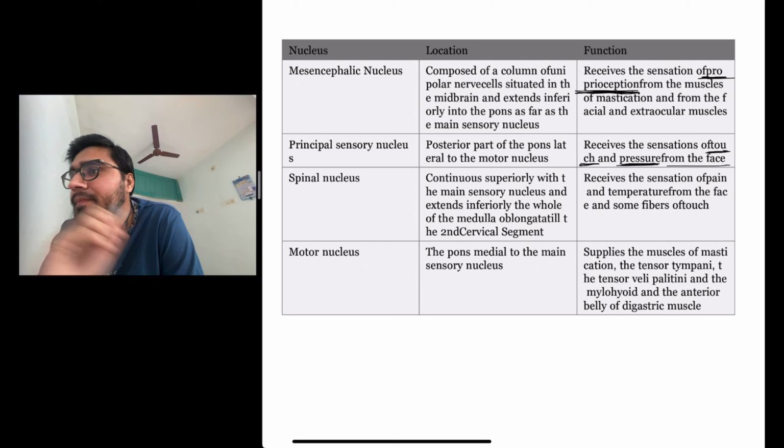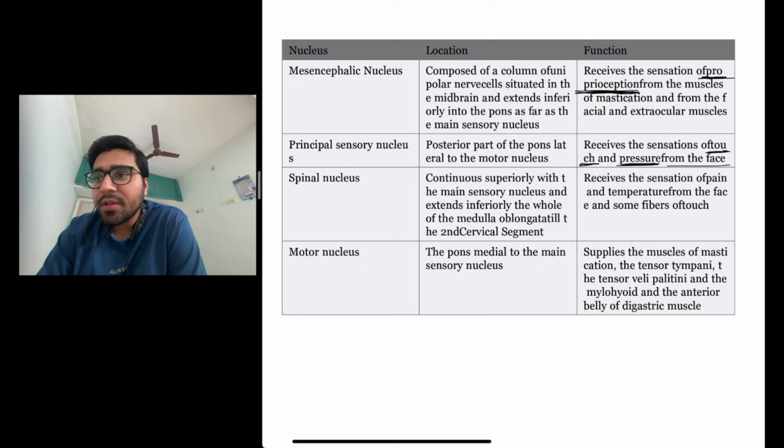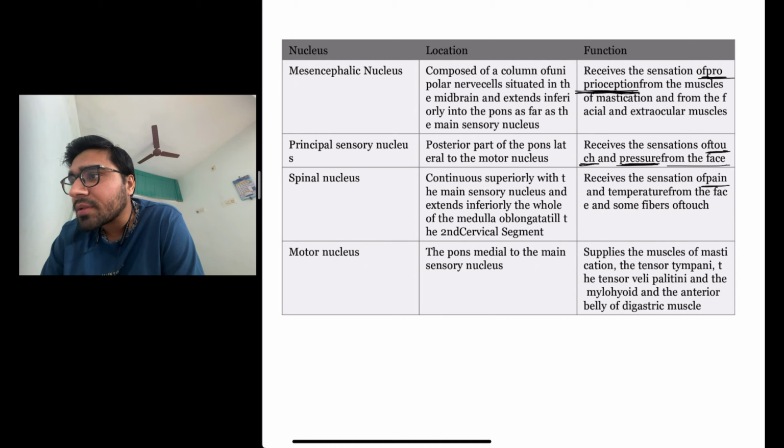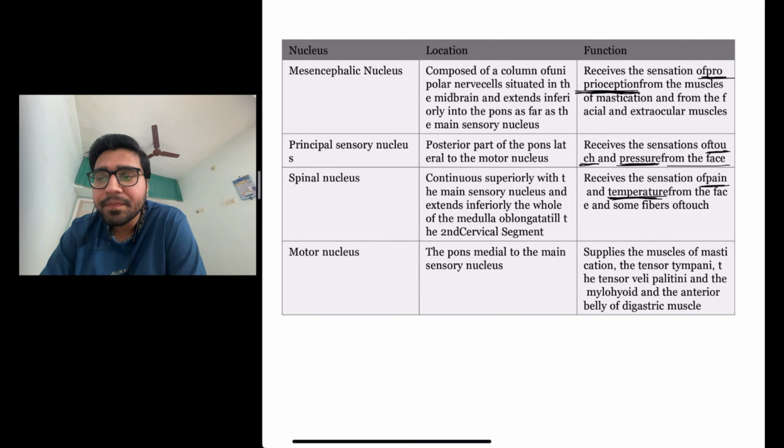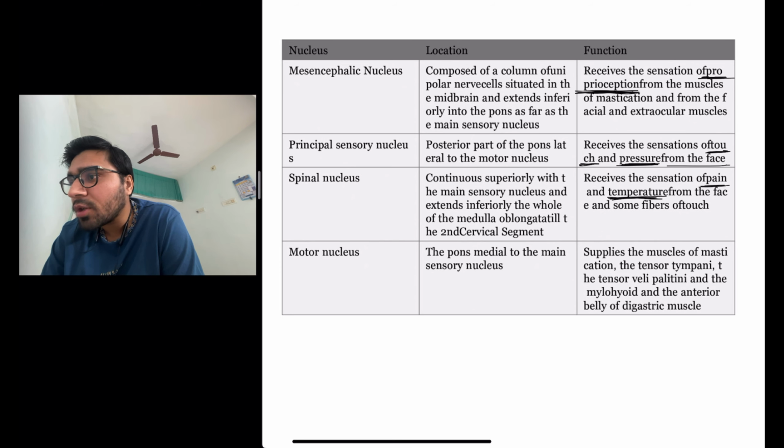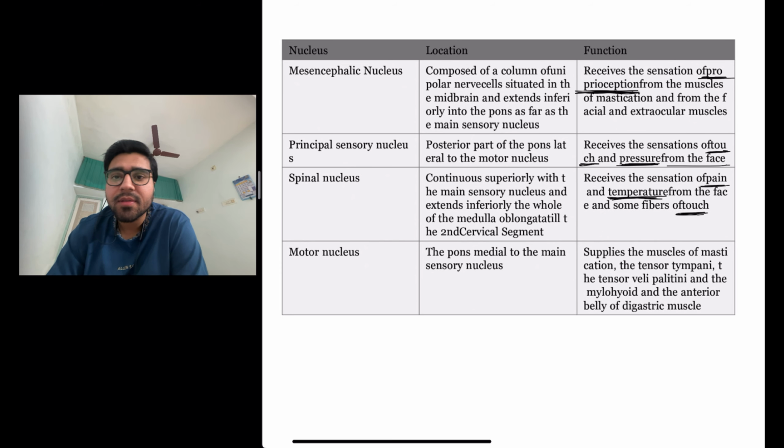from the face. The third nucleus is the spinal nucleus, which is continuous superiorly with the main sensory nucleus and extends inferiorly through the medulla oblongata till the second cervical segment, and receives the sensation of pain and temperature from the face and some fibers of touch. So the spinal nucleus is responsible for receiving the sensation of pain and temperature as well as some fibers of touch. So touch, pain and temperature is the function of the spinal nucleus of the trigeminal nerve.